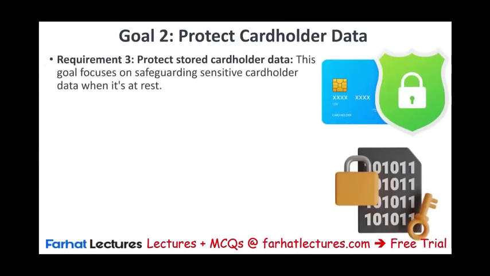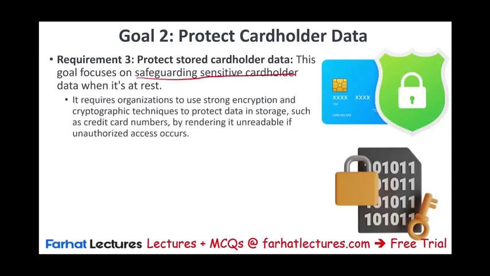The second goal: protect cardholder data. You have to do that. How? Well, this goal focuses on safeguarding sensitive cardholder data: their credit card information, their name, their addresses, their email. It requires you as an organization to use strong encryption and cryptographic techniques. What does that mean? We'll have a session about encryption, but simply put, even if someone accesses the data, they cannot read it. So the firewall is to protect you from someone accessing the data.